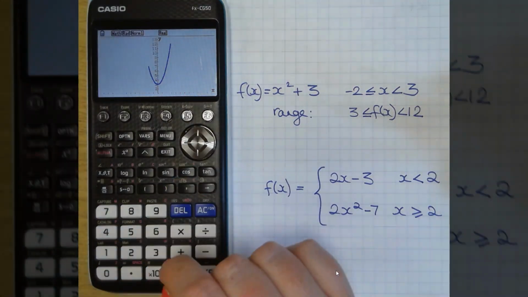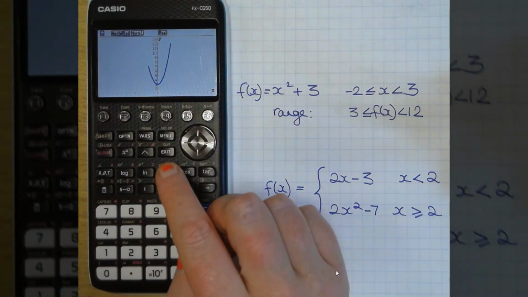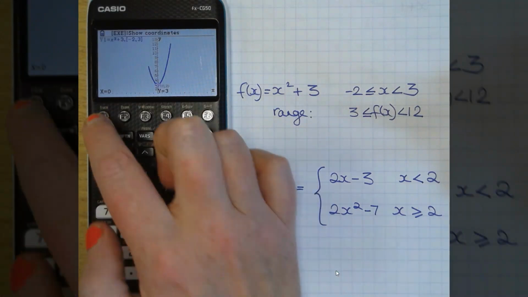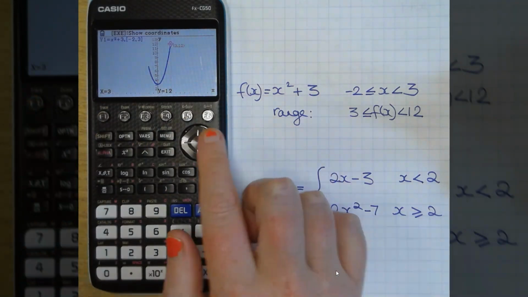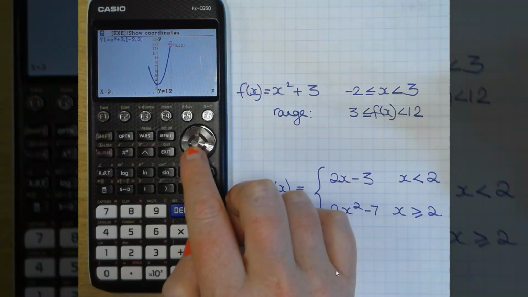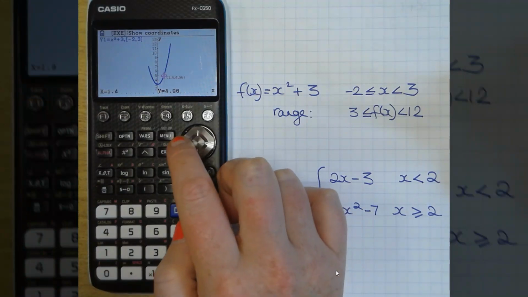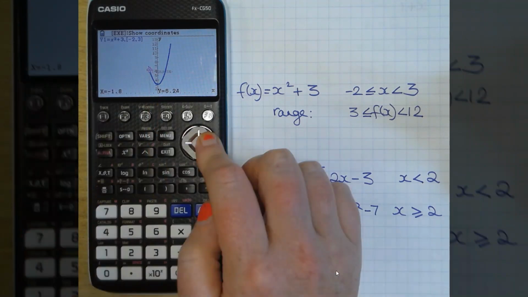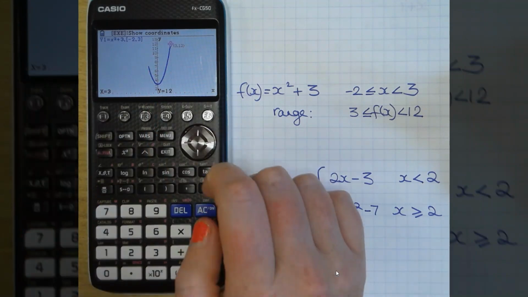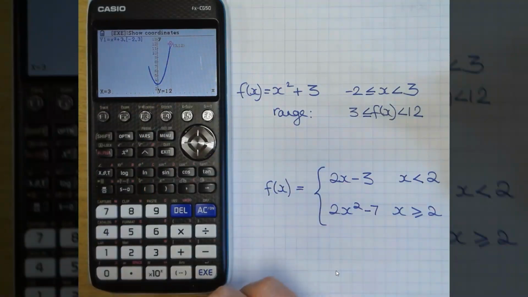What we could also do is, if you go to trace, you can trace to the end of the graph. So press trace, and then you can move around. So we can see that it goes all the way from x is -2, y is 7, all the way up from x is 3 and y is 12.